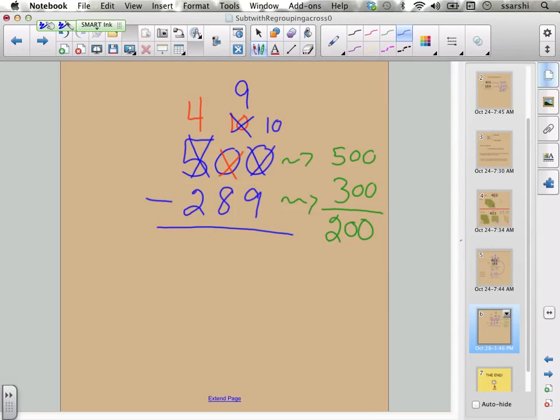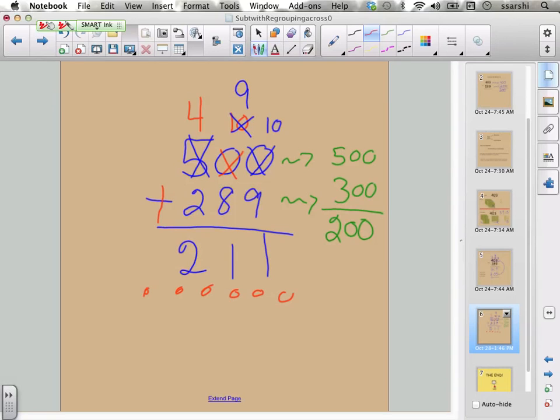So now 10 minus 9 is 1. 9 minus 8 is 1. And 4 minus 2 is 2. My difference of 211 is near my estimation of 200. But I want to double check with the dot, dot, dot method.